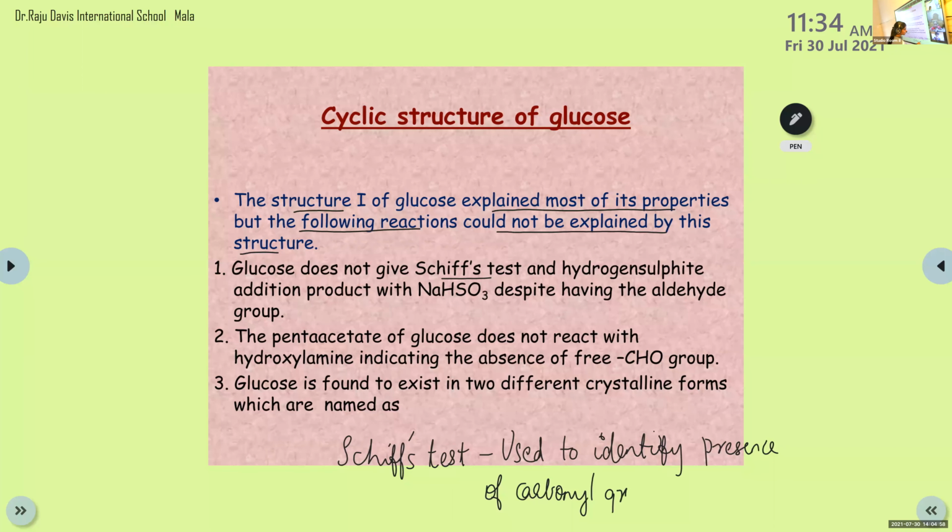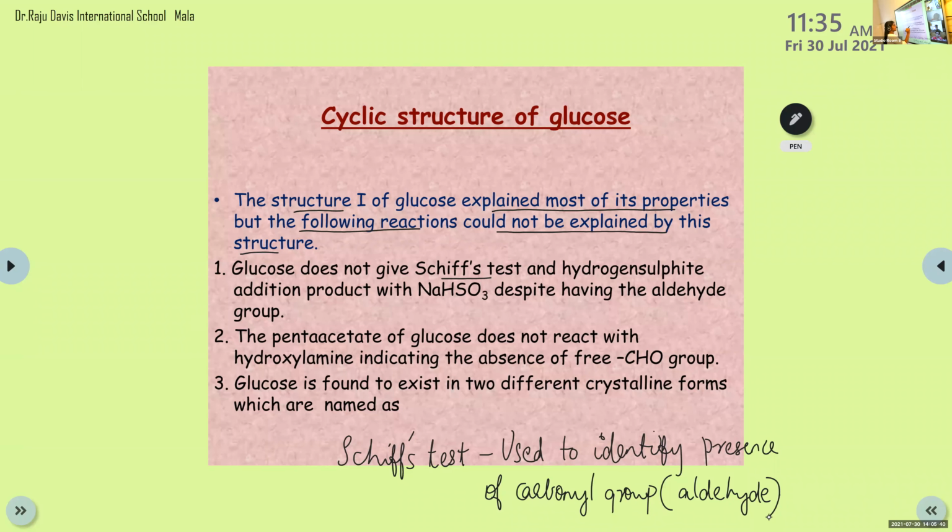Which is the carbonyl group present in glucose, children? Which is the carbonyl group present? Aditya? Yeah, aldehyde. I told you aldehydes and ketones are considered as carbonyl groups. So this Schiff's test is used to identify the presence of carbonyl group. And we know that glucose contains this aldehyde group, right? But it will give negative result for this Schiff's test. Glucose does not give Schiff's test. That means no positive result is obtained from this Schiff's test.